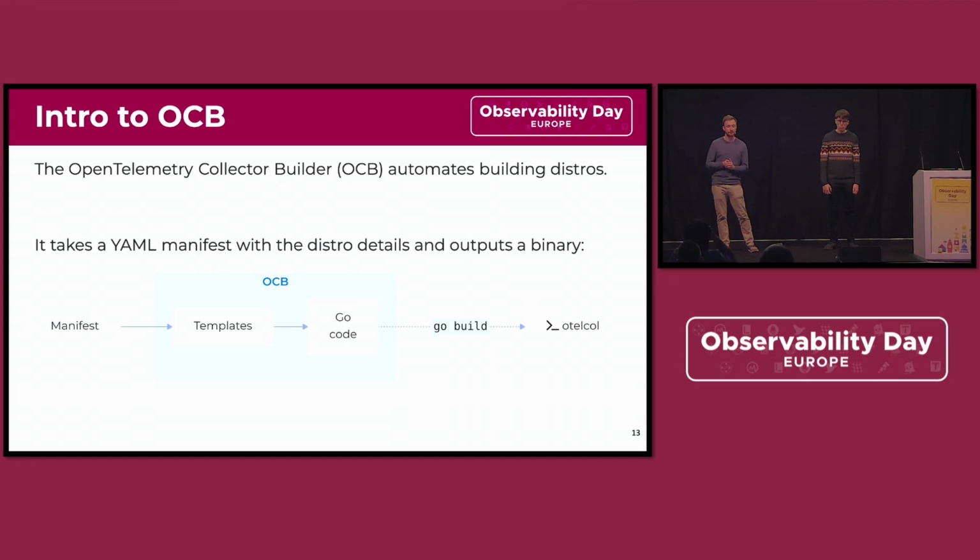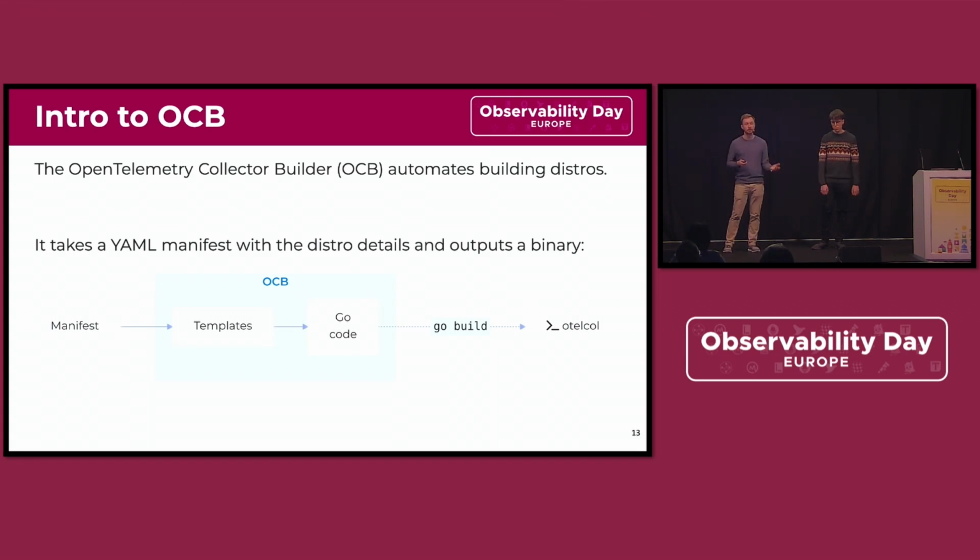So your manifest, which we'll show in a minute, basically just has the list of components that you want. And OCB will take, using the collector APIs for the version it was built with, the top-level files that import these components and actually start the collector. It will template all of your components into those API code templates and generate Go code from that.